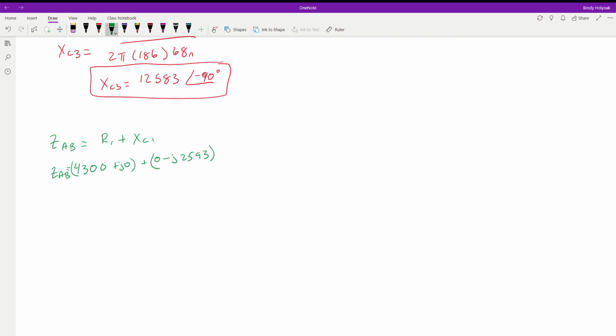We add those together. Remember, we add like terms, keeping our imaginary separate. So the final impedance from A to B is equal to 4,300 minus J of 2593. And we're going to want to convert that into polar as well. So that is also equal to 5021 at negative 31.091 degrees.